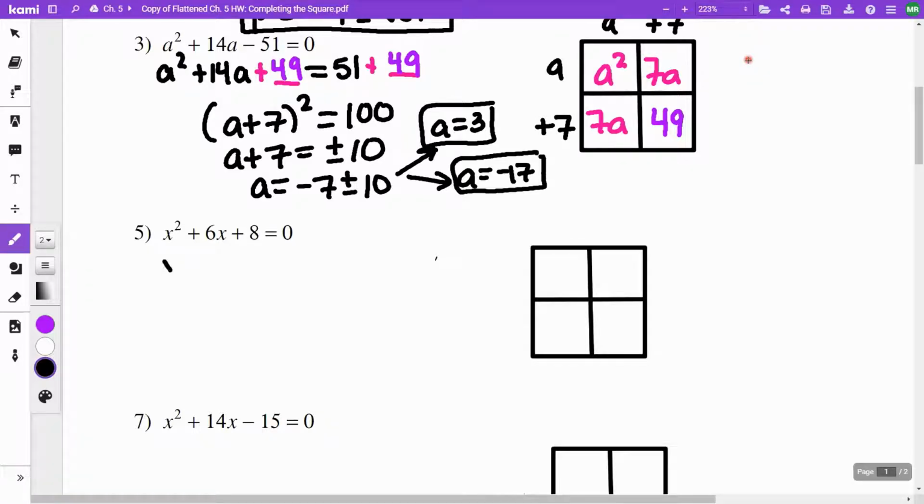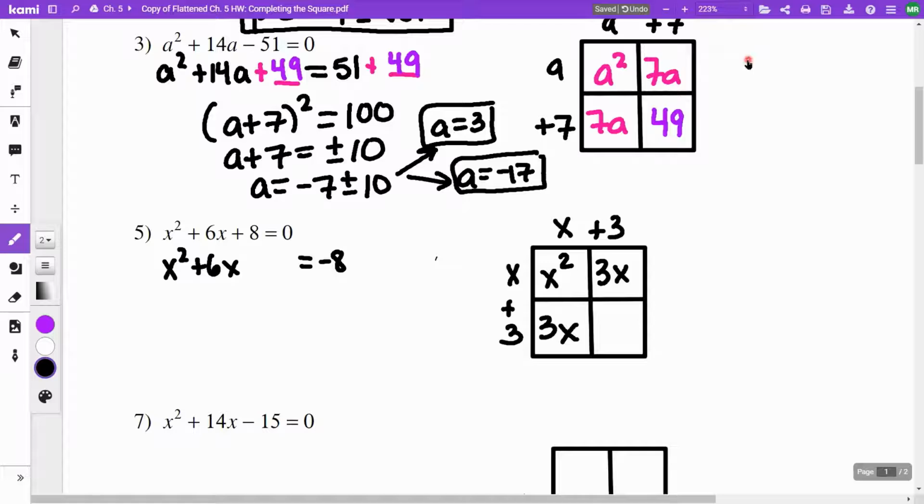Okay, so the next one, x squared plus 6x, minus 8. So I am going to have an x squared. I'm going to split my 6x evenly into a 3x and a 3x. So that's going to give me an x plus 3 and an x plus 3. And then I need to figure out what I was missing. Well, this should have been a 9, x squared plus 6x plus 9. So I'm going to add 9 here. And if I add it to one side, I have to add it to the other side.